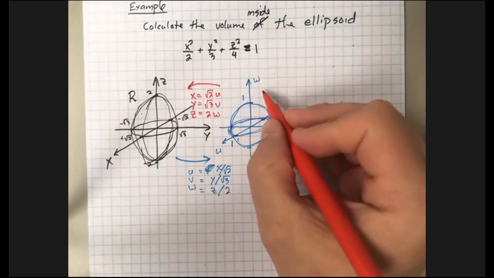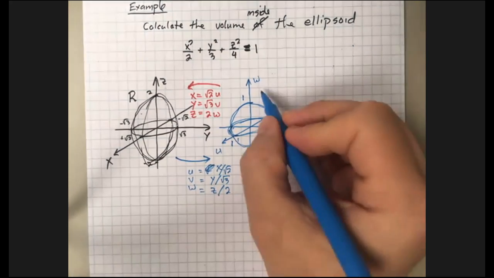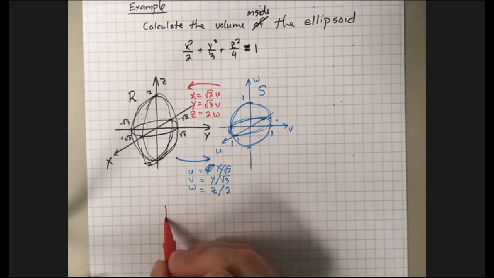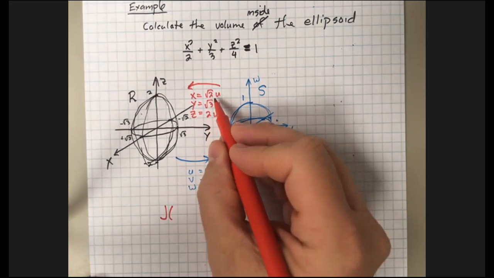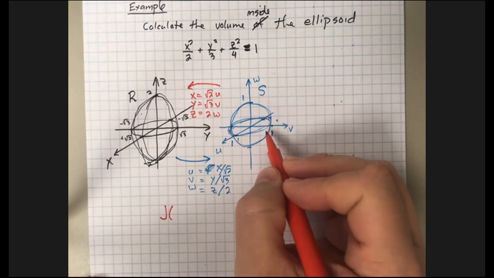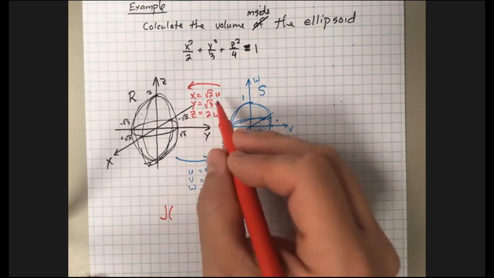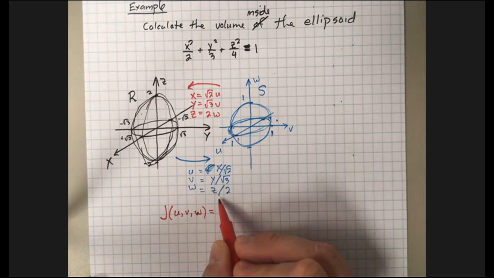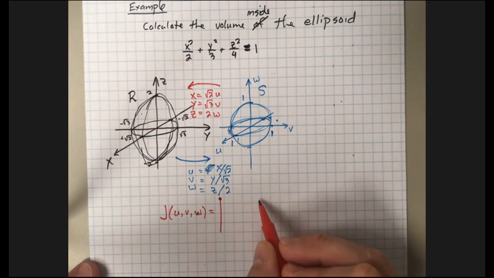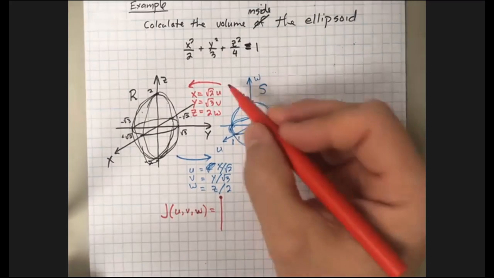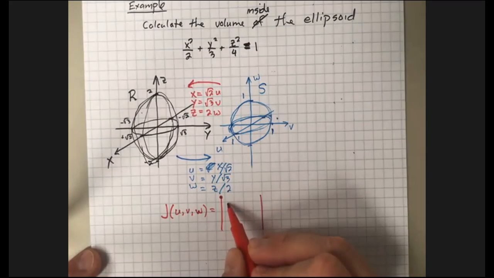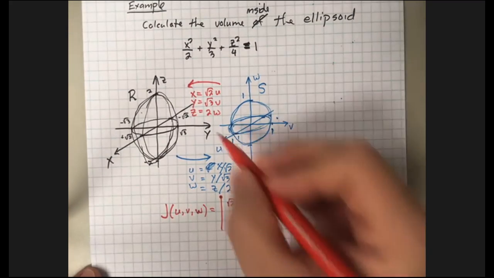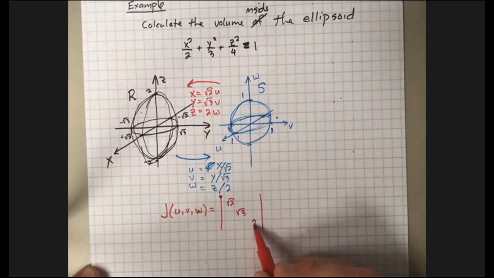So now I have this sphere, let's call this sphere S. And I have a very simple Jacobian to go from x, y, z to u, v, and w. So this Jacobian is the determinant of a 3x3 matrix. But notice partial x partial u is root 2. Partial y partial v is root 3, and partial z partial w is 2.